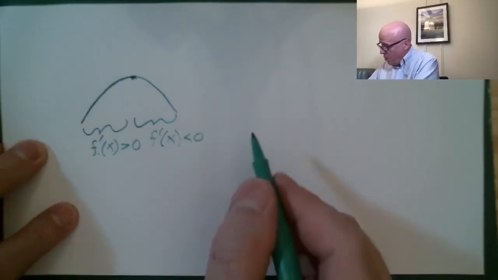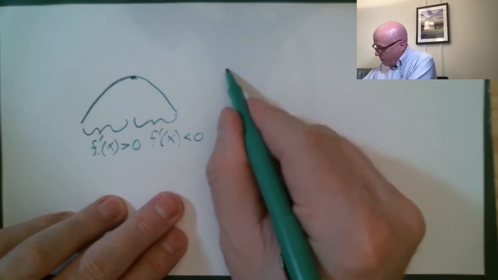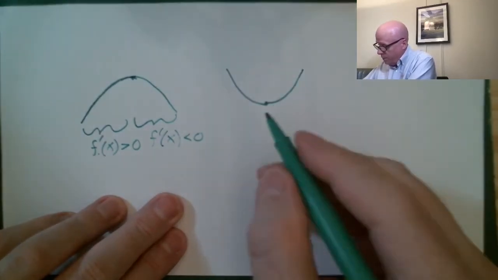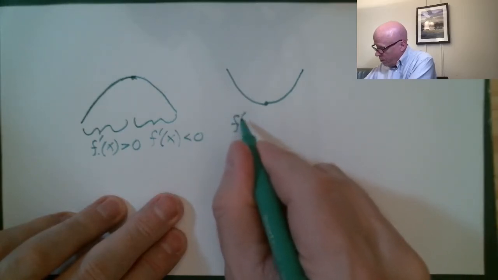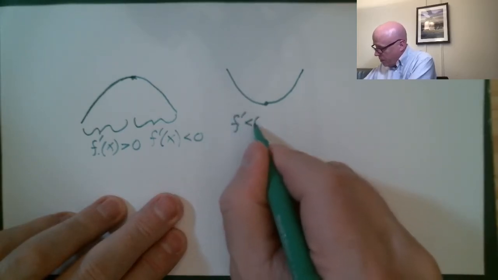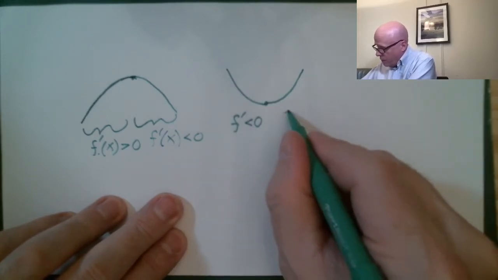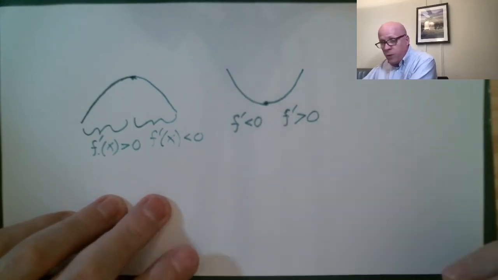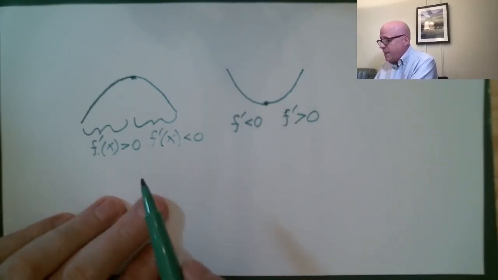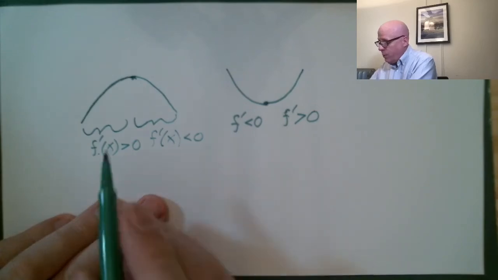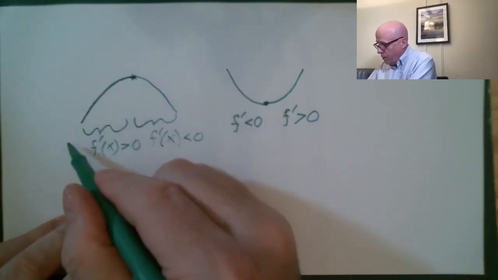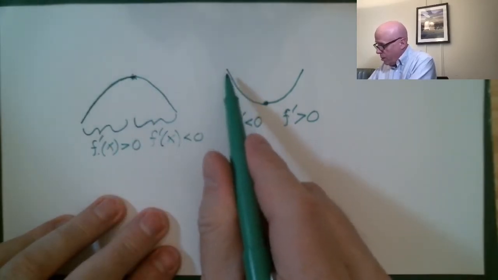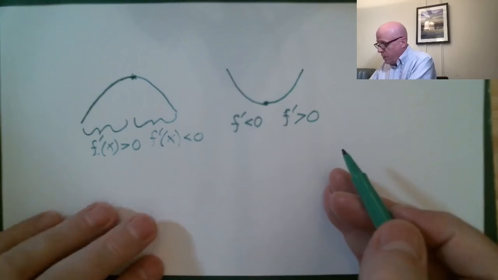What else can happen? Well, you might have a negative derivative turning into a positive derivative. So this would be f prime less than 0 here. I'm dropping the arguments now. And f prime bigger than 0 here. Again, we've got an extreme value. What these two have in common is the sign of f prime changed when we hit the critical point. The derivative was positive, then 0, and then it became negative. Here it was negative, then 0, and then it became positive.